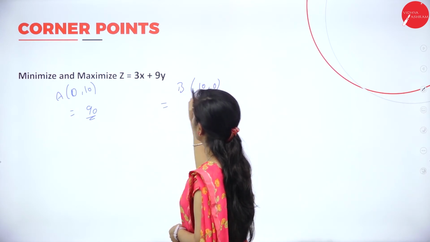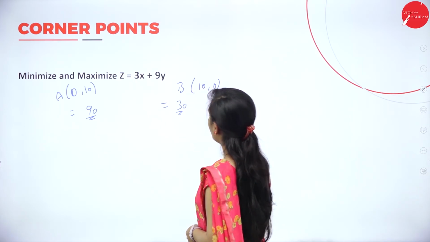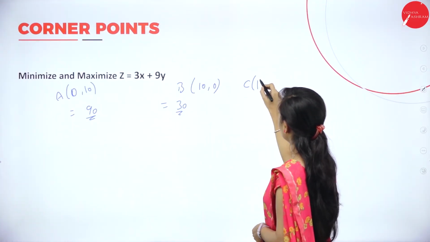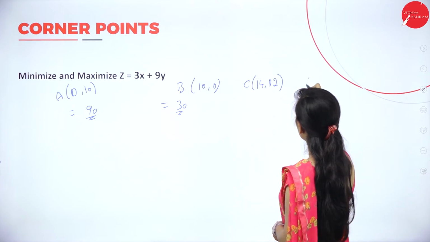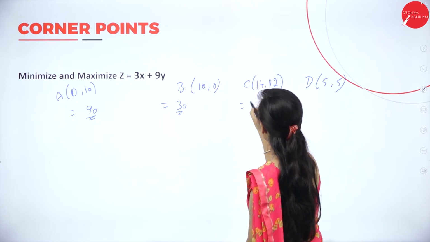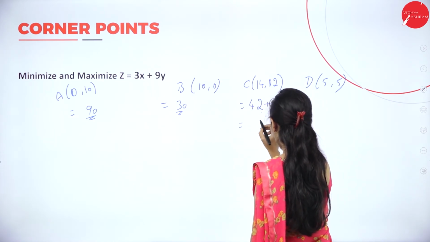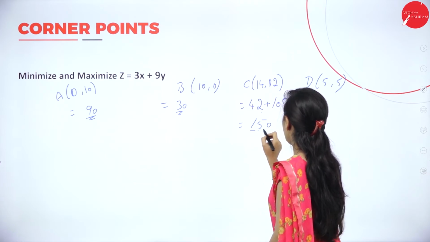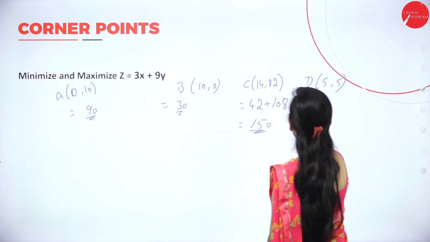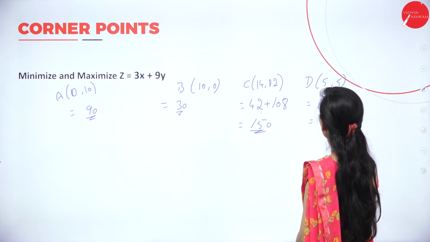And the second corner point is (10, 0). Substitute the values of x and y. 10 into 3 is 30. And the third one we have is (14, 12), and (5, 5). So 14 into 3 is 42 plus 12 into 9 is 108. So the total value is 150. So the z value is 150, and again 5 into 3 is 15 plus 45 is 60.